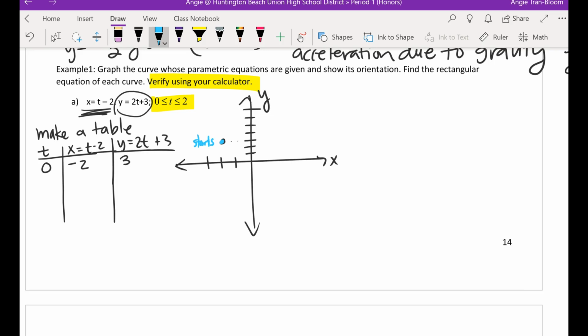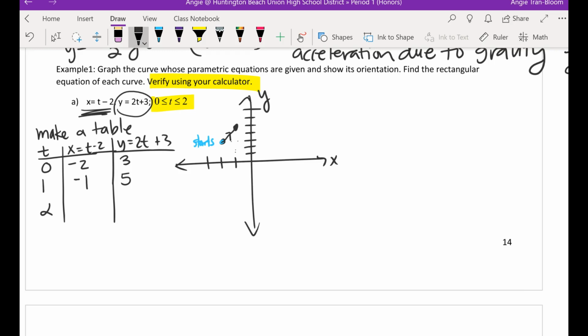Now it says show orientation. What that means is as time goes on, 1 second, and I have to end at 2 seconds. So 2 seconds is the last stop. Well, 1 minus 2 is going to be -1, and y, when I plug in 1 for t, 2 times 1 plus 3 is going to be 5. So x is -1, y is 5. Here we go. So it went from there to there.